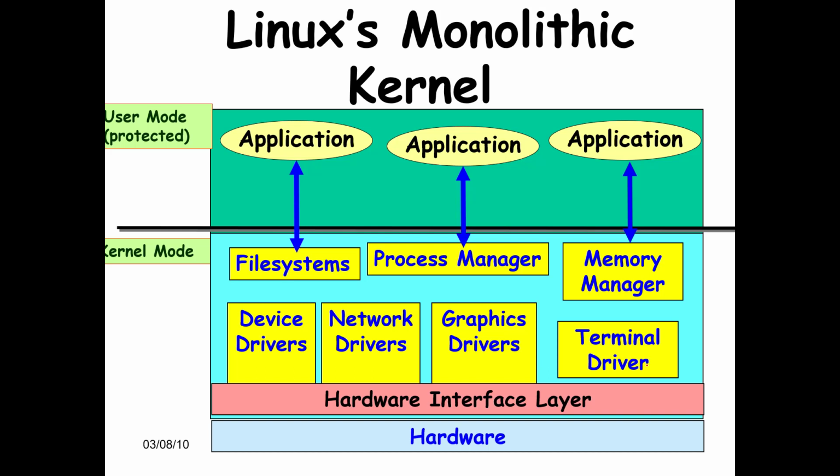The monolithic kernel that Linux has ideally looks like this. We have the hardware interface layer, which abstracts out the hardware. Then we have a bunch of drivers for the device, network, graphics, etc., and of course for the terminal, the one that you see. Along with that, we have other generic features like a memory manager, a process manager, and a file system, which uses the storage drivers to talk to the storage hardware. On top of all of this, we have the applications which run in user mode.